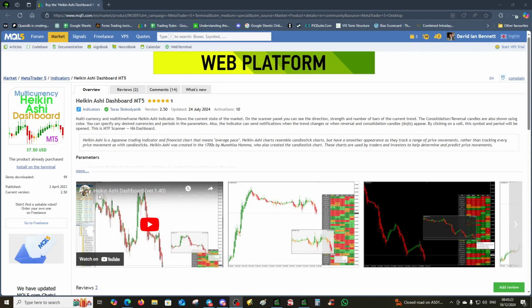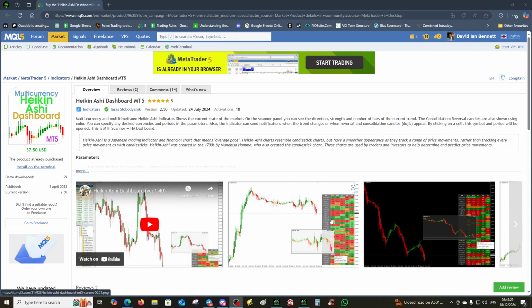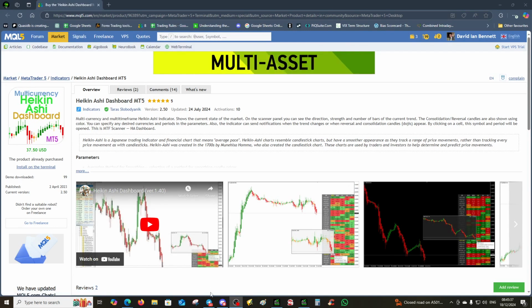So what it does is it scans all the currency pairs across different time frames, but it also gives you a preview of the currency pair in question. It also does something else that's really cool. It also detects inside bars as well. So I'll give you a demo of that.